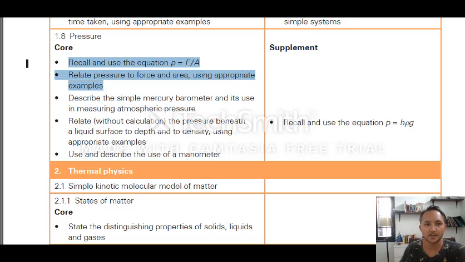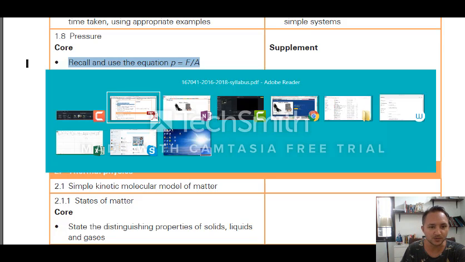I am going to be walking you through some questions and a bit of theory about pressure related to the IGCSE or GCSE course for grade 10, grade 11. So first of all, looking at the syllabus points, we're going to be looking at 1.8 pressure, recalling and using the equations P equals F over A and relating that pressure to force and area using appropriate examples.